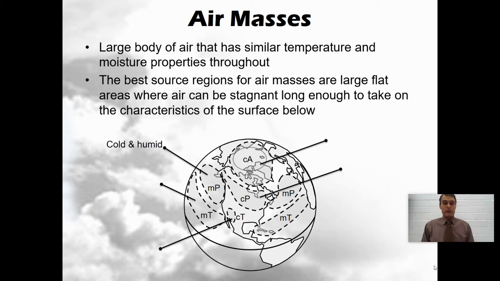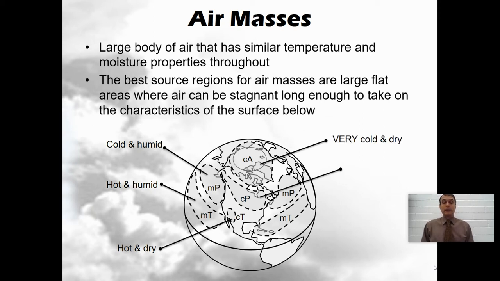Okay. So for example, the maritime polar would be an area that's over the ocean, over the cold ocean. So these are going to be cold and humid. The maritime tropical, the difference being it's over the ocean and it's going to be warm. Then we have the continental tropical, and that's going to be over land, so it'll be dry, and it's in the south, so it's hot.